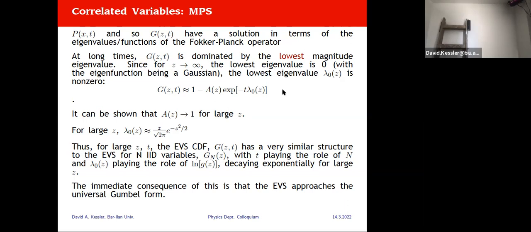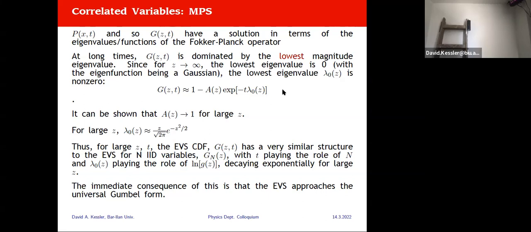Also, you can show that A of z goes to 1 for large z. For large z, lambda naught, in fact, goes to 0 like that. I define my lambdas as positive. It's the lowest magnitude, because who likes negative numbers? I think of lambda as being a positive number.